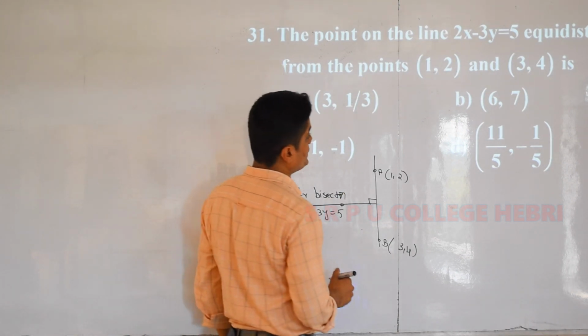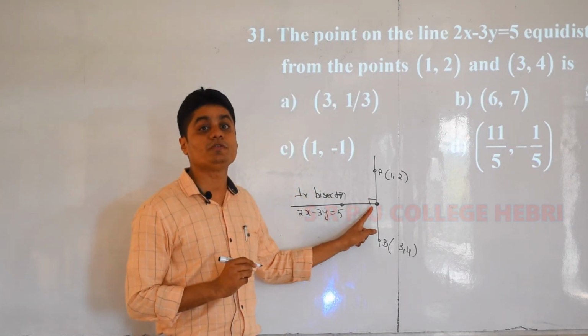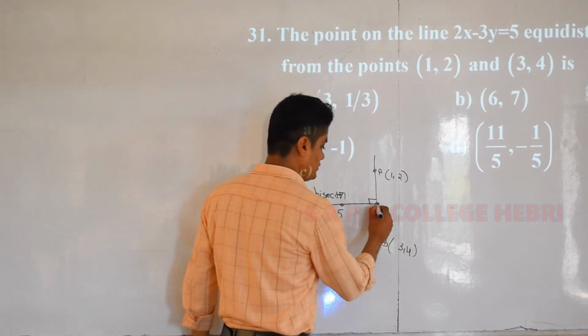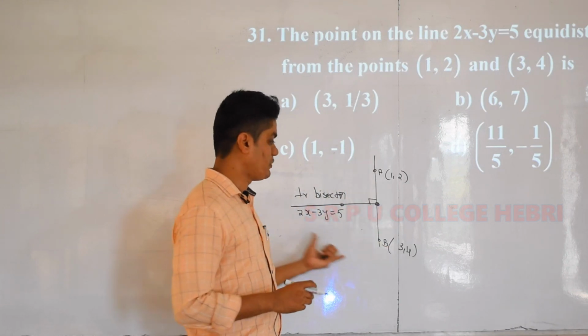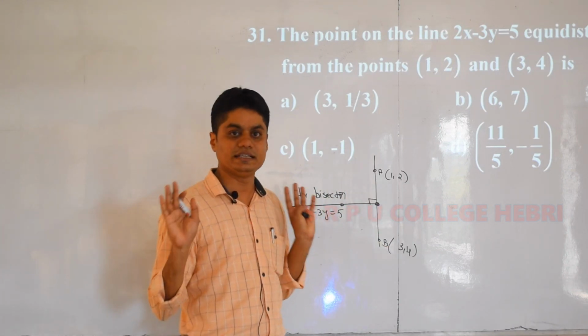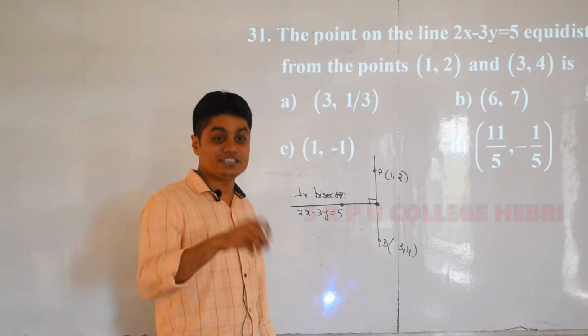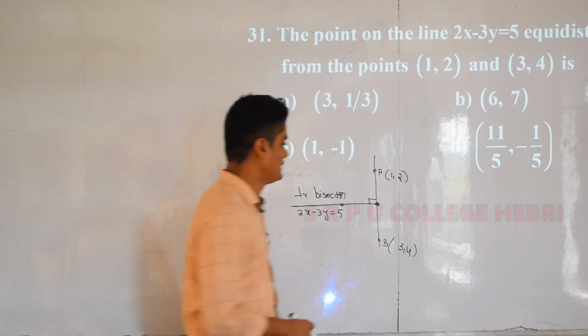Now we have to find this point of intersection. One easy method is to take the option point and substitute it in this equation. If it is satisfied, the problem is solved, nothing to worry. If not, you have to find it. So let me give the general method.